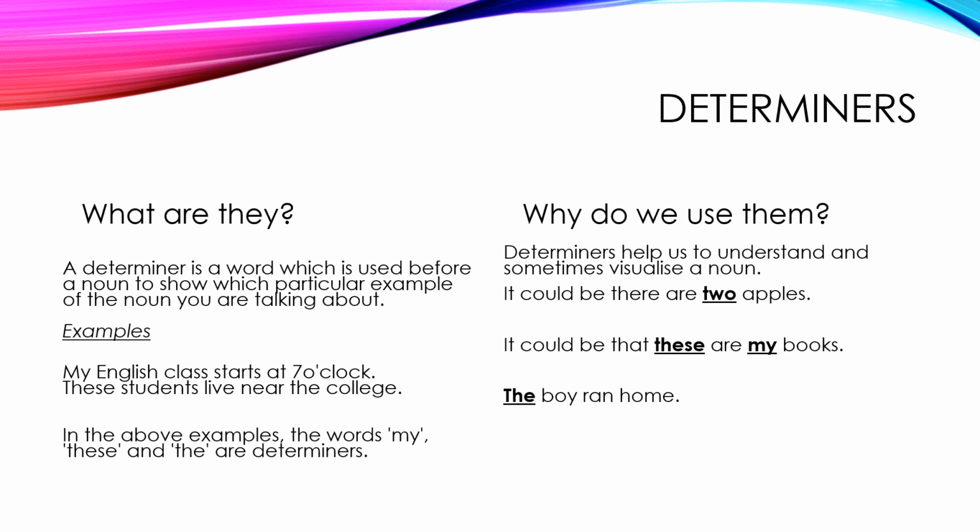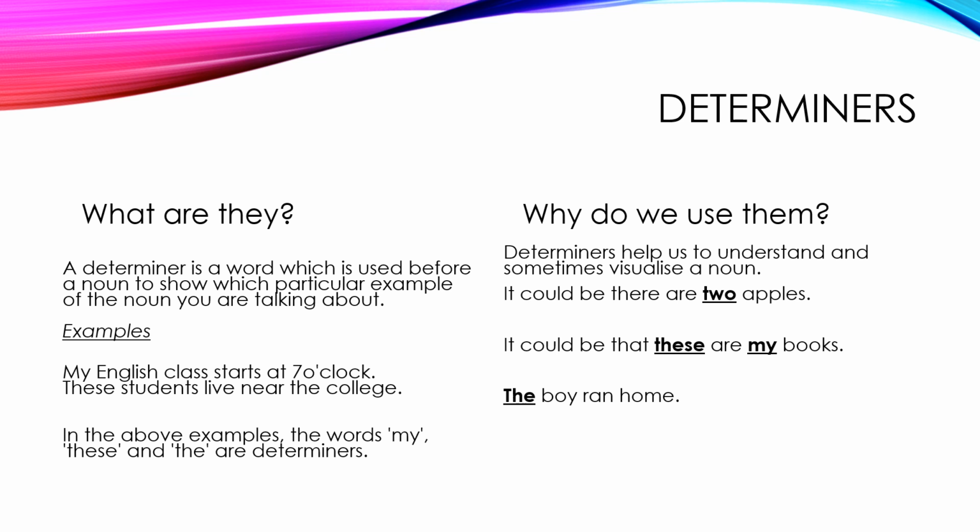These students live near the college. These would be the determiner, and also the is quite a very simple determiner that we're going to see a lot of. Why do we use them? It helps us understand and sometimes visualize the noun that you're talking about.